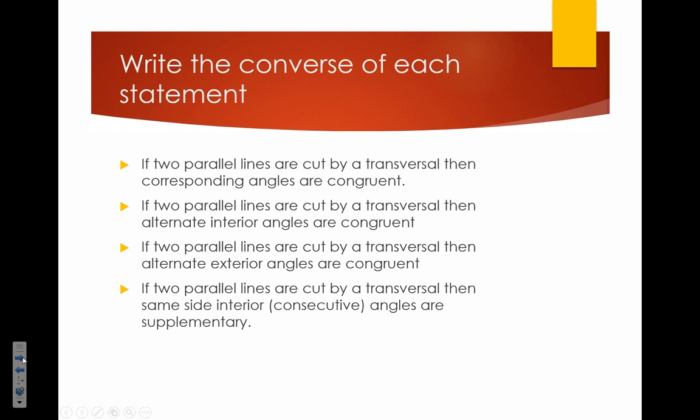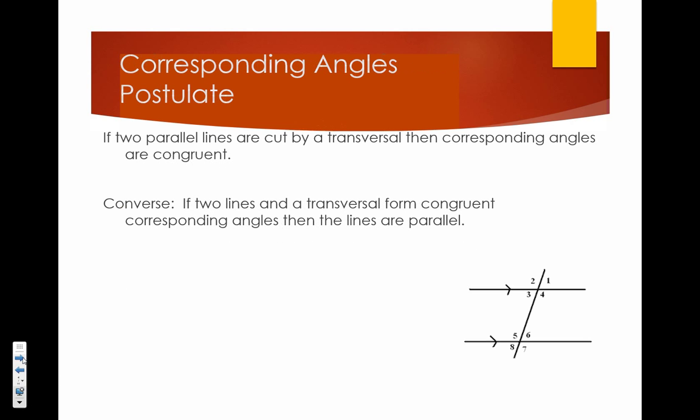They all should start with, basically, if two... In fact, I'll give you a first example. If two lines and a transversal form congruent corresponding angles, then the lines are parallel. So we know that to be, if I've got these corresponding angles, if I say that 2 and 5 are congruent, then I can say that these lines are parallel. Remember that that symbol means parallel.